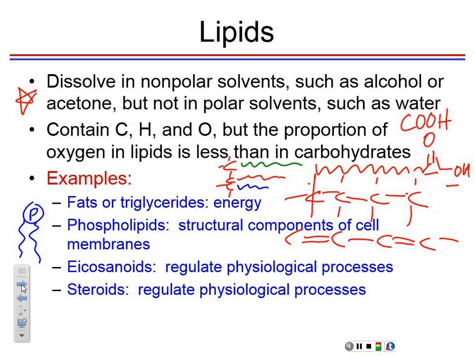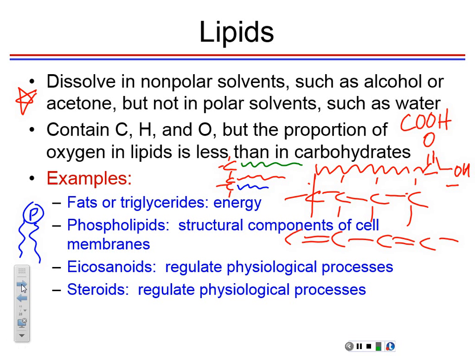What are the famous steroids that we have, women and men? What steroids do men have? Yeah, testosterone is a steroid. So it's a lipid. And then the female's estrogen, progesterone. Okay, so it regulates reproductive function. All right, steroids.